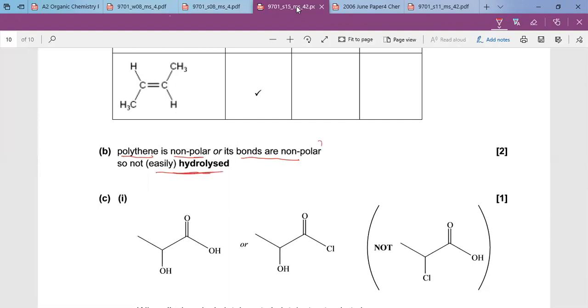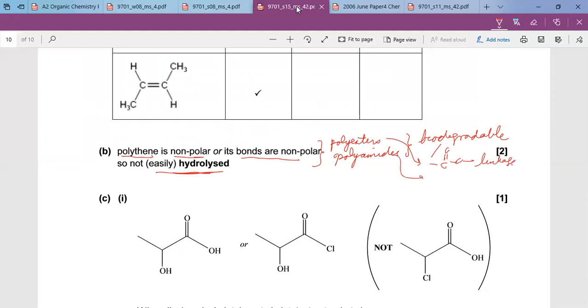So if they ask you why polyester and polyamides both are biodegradable, I try to have good writing, okay? I see all my writing is very bad. Biodegradable. Why? Because they contain, right? In polyester, they contain what? The ester linkage. This one mark. Okay? Linkage. And for polyamides, they contain what? The amide linkage. So you must tell them what they contain.